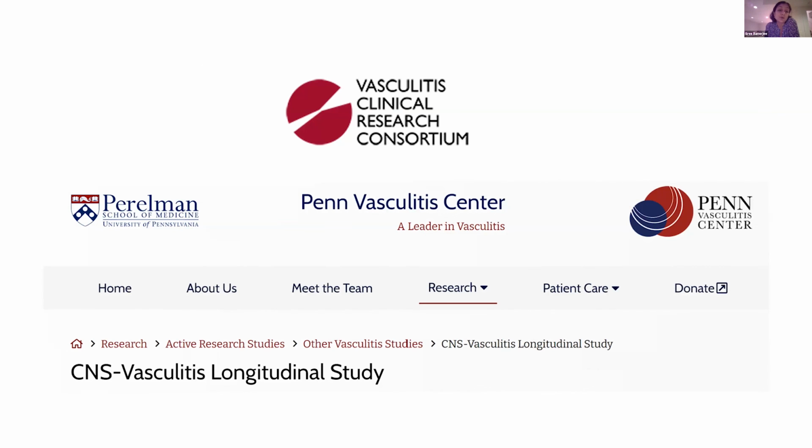So I just wanted to let you know that at the University of Pennsylvania, we now have the CNS vasculitis longitudinal study open. It is an observational study where we are gathering clinical information, and we are collecting biological samples such as blood samples to learn more about this disease.